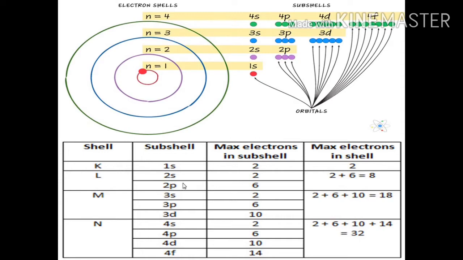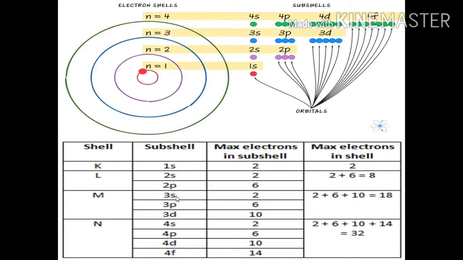L main shell has 2 subshells, s and p. s can take a maximum of 2, that means it can take 1, but it cannot take more than 2. p subshell can take a maximum of 6 electrons. That means it can take 5, 4, 3, 2 or 1, but it cannot take more than 6. So totally 6 plus 2 is 8. That means L main shell can take a maximum of 8 electrons.